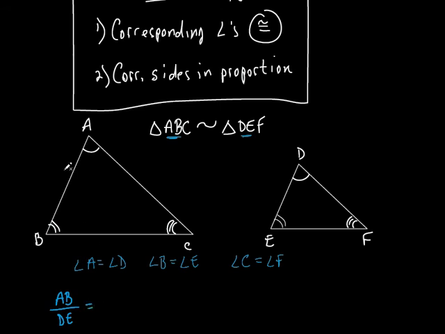So look, I compared AB to DE. What other side could I compare? Let's go AC. What does AC correspond to over here? DF. Now, they're not equal to each other, so we don't set them equal, but I can say that AC over DF is equal to AB over DE. Everybody see that? And then what's the third one? BC. And what am I going to compare that to? EF.